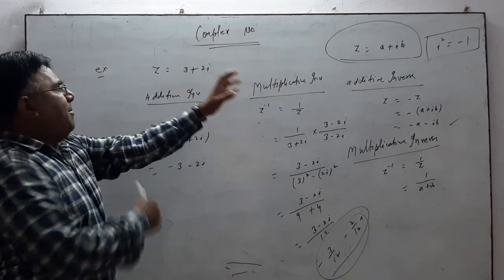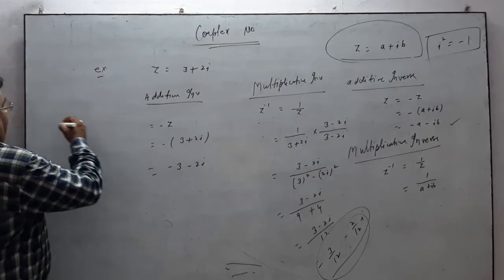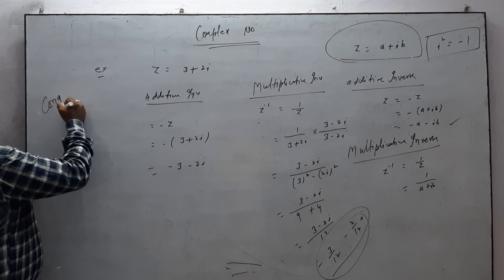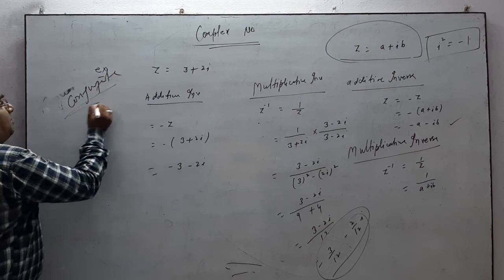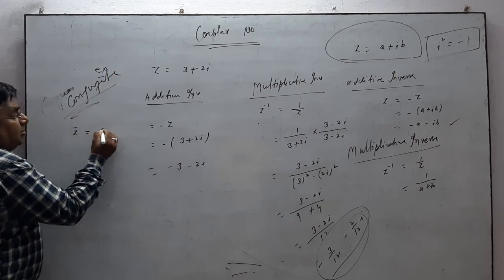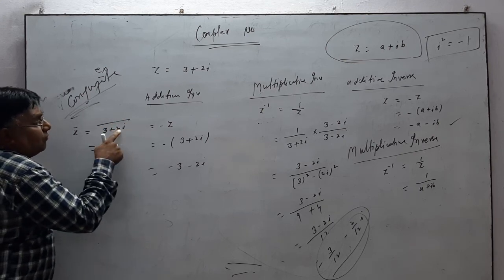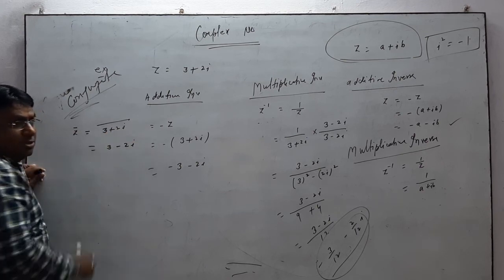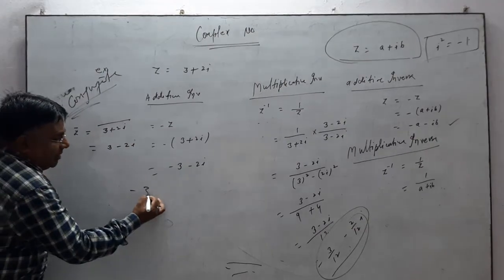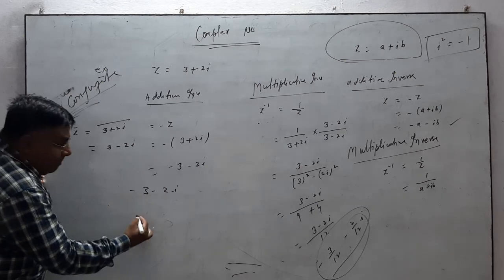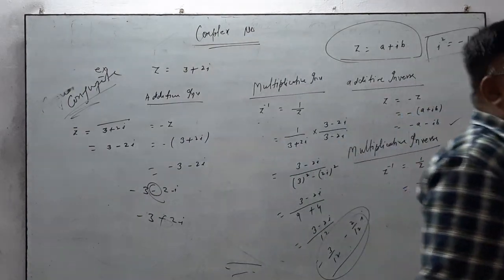And another thing we discussed in the previous class: the complex number is 3 plus 2 iota, so what is the conjugate? You know, students, conjugate means z bar. For 3 plus 2 iota, the bar means only the sign change of the imaginary part. Plus becomes minus. So the conjugate of 3 plus 2 iota is 3 minus 2 iota. Suppose we have the complex number minus 3 minus 2 iota, then what is the conjugate? Minus 3 plus 2 iota. Only the sign change of the imaginary part. So this is the conjugate of a complex number.